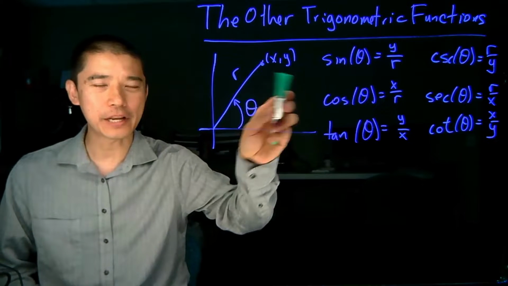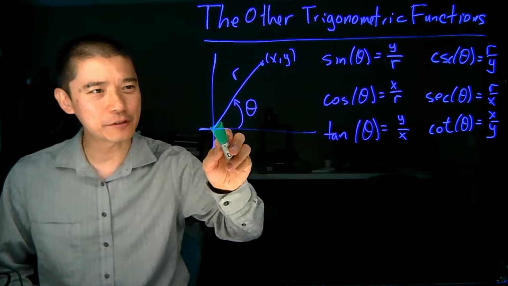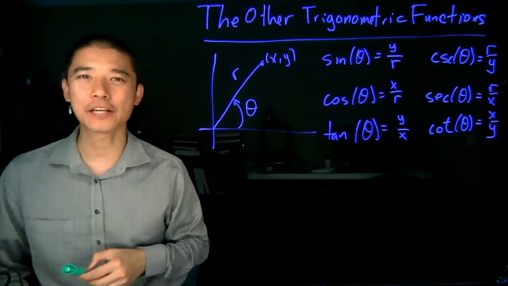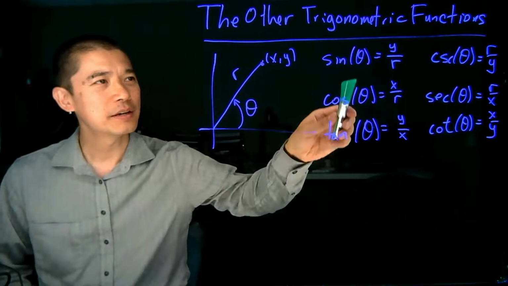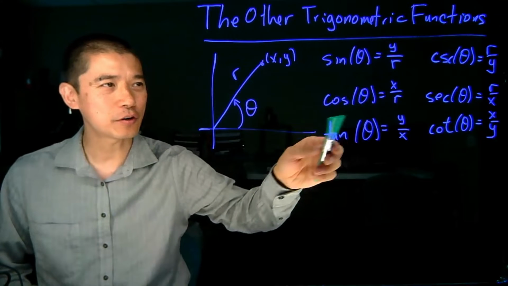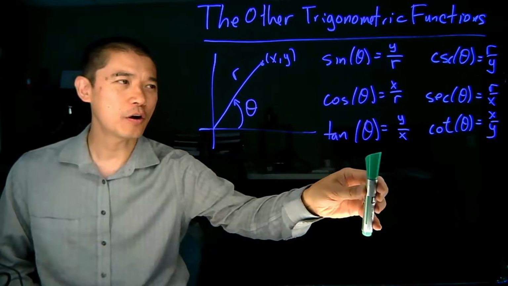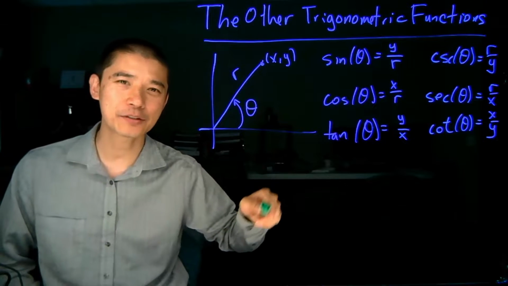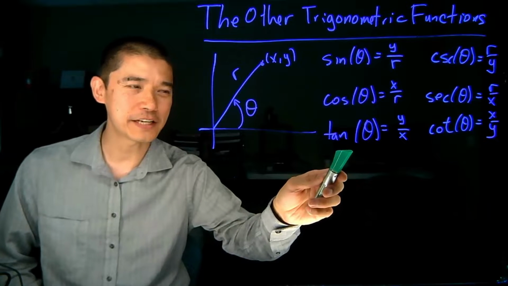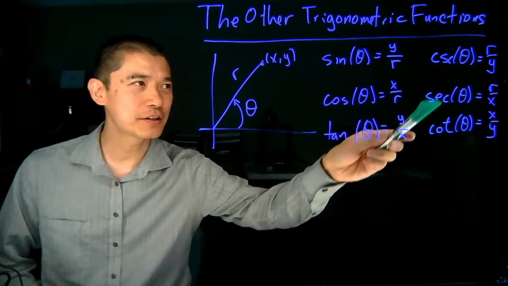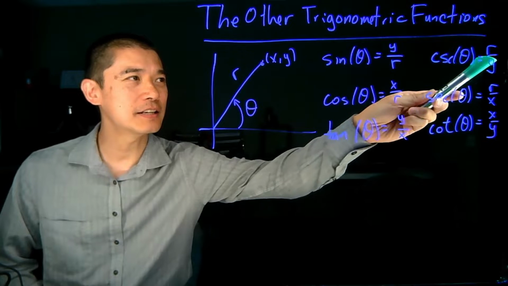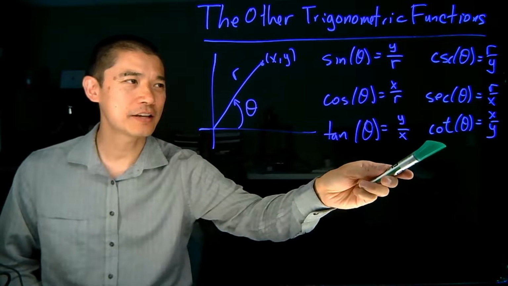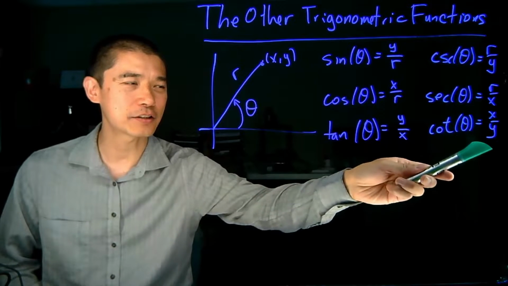So remember, we have a point (x, y), and once you have that point, you have a distance r from the origin to that point, and that line segment creates an angle theta in standard position. And our sine theta value is y over r, cosine theta is x over r. All these other 4 functions are just other relationships between x, y, and r. So tangent theta is y over x, cosecant theta is r over y, secant theta is r over x, and cotangent of theta is x over y.